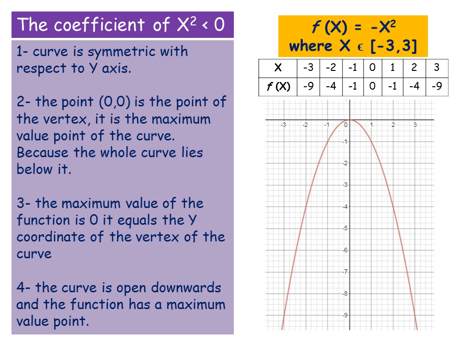So, when representing a quadratic function, I have two cases depending on the coefficient of x squared. If this coefficient is more than 0, the curve opens upwards and has a minimum value, okay? And if the coefficient of x squared is a negative value, the curve will open downwards and have a maximum value point.